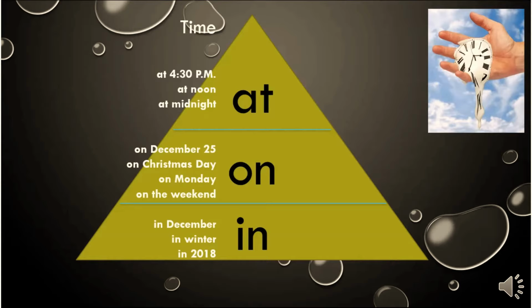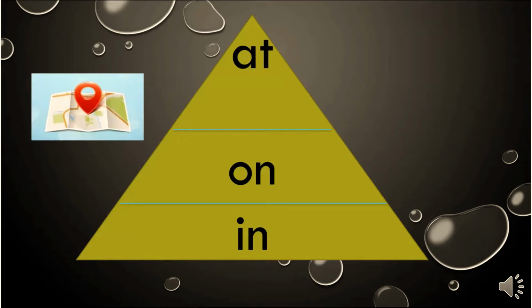So what's bigger than a time on a clock? A day. What's bigger than a day? A month. December. What's bigger than a month? A season. What's bigger than a season? A year. So as we go down the pyramid, we're talking about larger and larger frames of time. Now let's look at prepositions of place using at, on, and in.